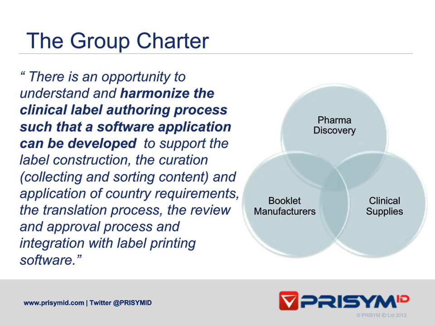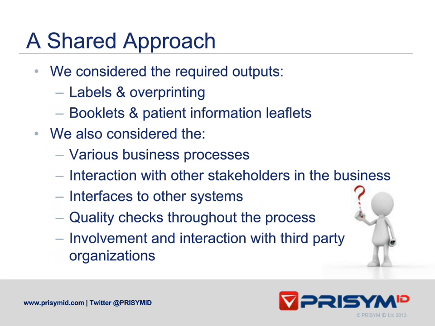To give this group some structure and a clearly defined purpose, we developed a charter with a defined aim, which you can see on your screen now. As part of the exercise, we visited all members of the group to discuss their specific processes and challenges. We concentrated on the interaction of stakeholders in the business, translators, regulators, marketing, packaging and logistics, identifying the various quality checks throughout the whole process, the various interfaces to other systems, and also the involvement and interaction with third-party organisations such as translators and print outsourcing.